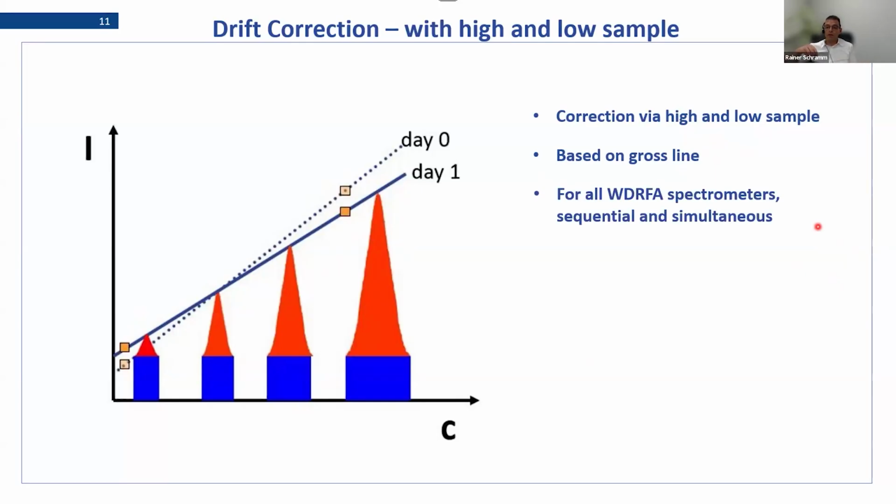This could be the case for sequential WD XRF, and especially also for a simultaneous instrument. A simultaneous instrument is when you have more than one detector arranged around your sample, and they all measure your elements simultaneously, but these detectors are only adjusted for one single wavelength, and they cannot measure any backgrounds. So that means they are always measuring gross lines without subtracting the background, and then a low drift correction sample is obligatory.